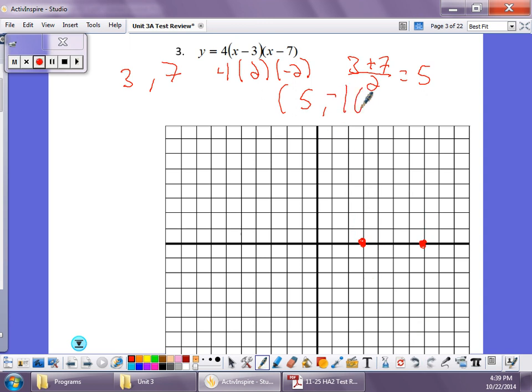And then you would just connect. Again, I'm not going to be able to fit this all on here, but we'll just pretend. And that would be your parabola.